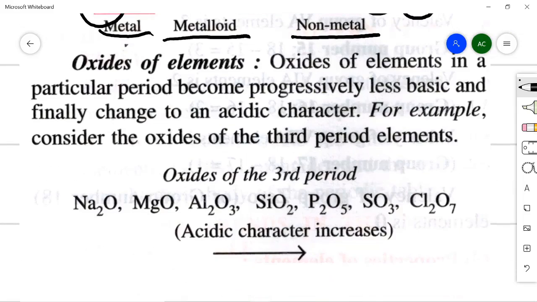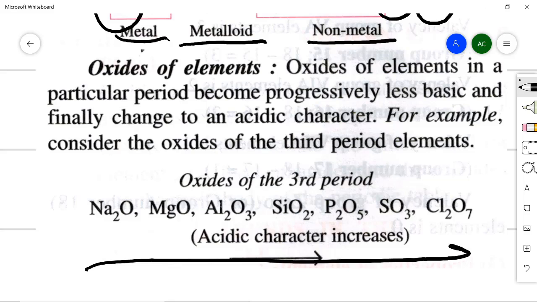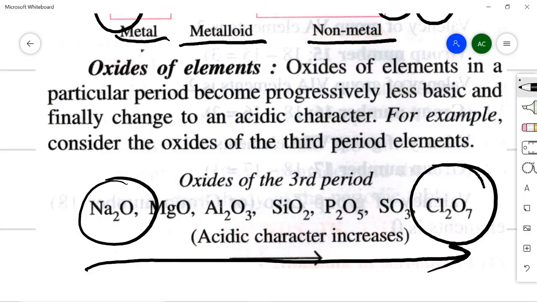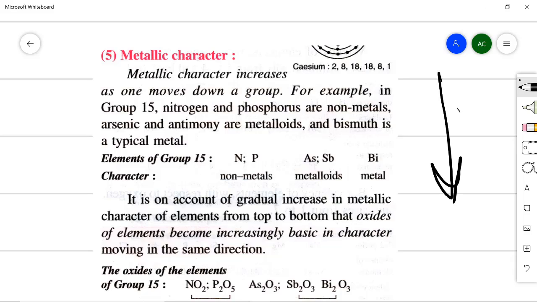Then we have oxides of elements. How are the oxides of elements formed? Oxides of elements in a particular period become less basic and finally change to acidic character. For example, the oxides of the third period are given here. Acidic character increases in a period from left to right. So from basic, then less basic, and then we have acidic oxides.